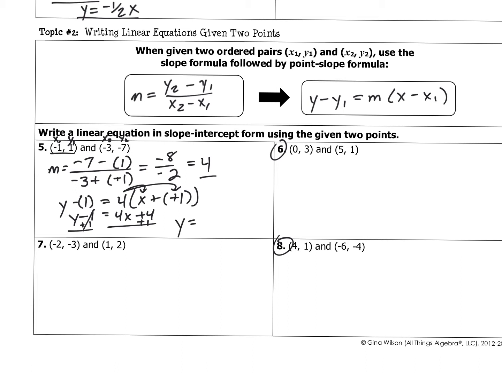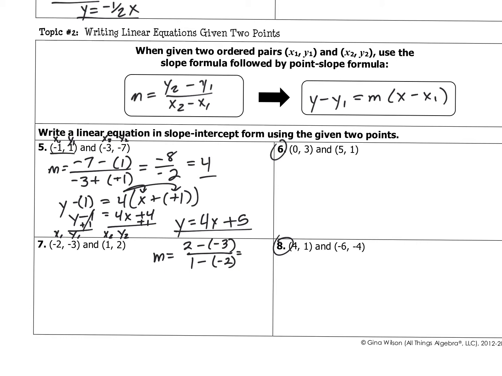Y equals 4x plus 5. Okay. Number 7, this is my x1, this is my y1, my x2, this is my y2. I'm actually going to do slope over here to the right, maybe give myself some more space. So m equals y2 minus y1 over x2 minus x1.